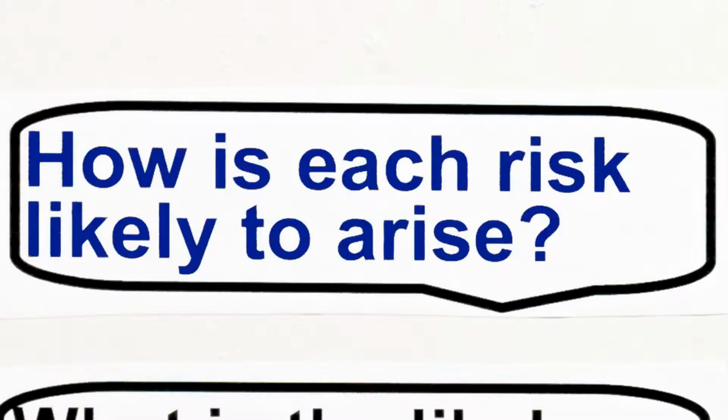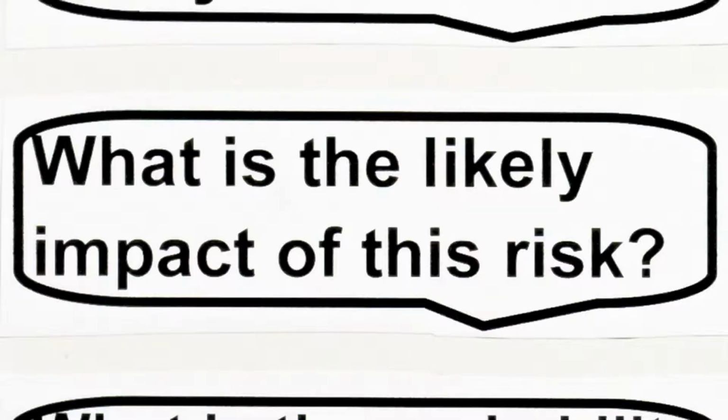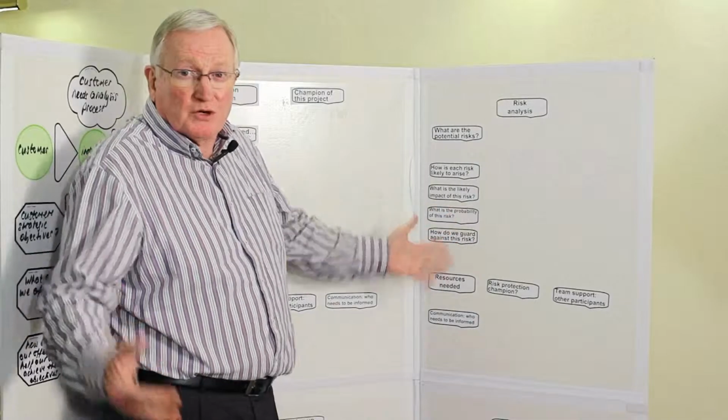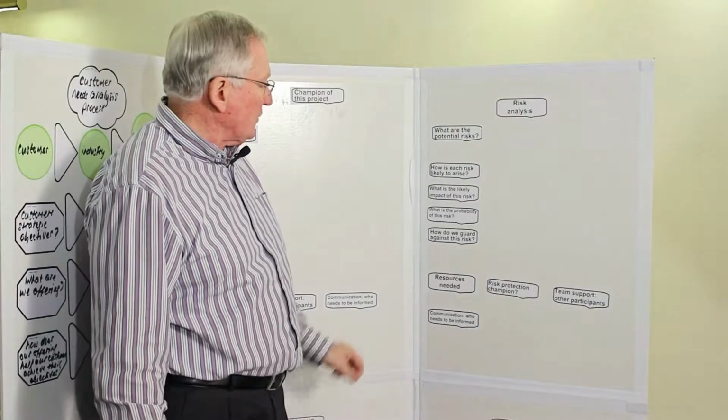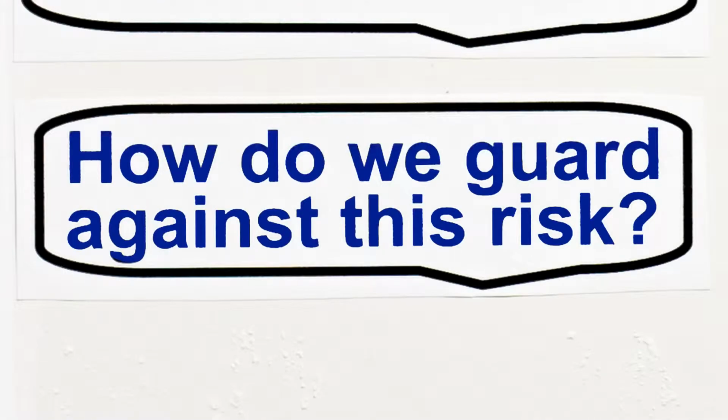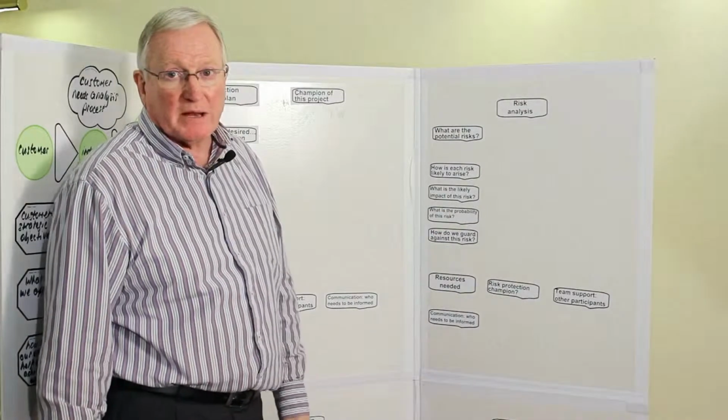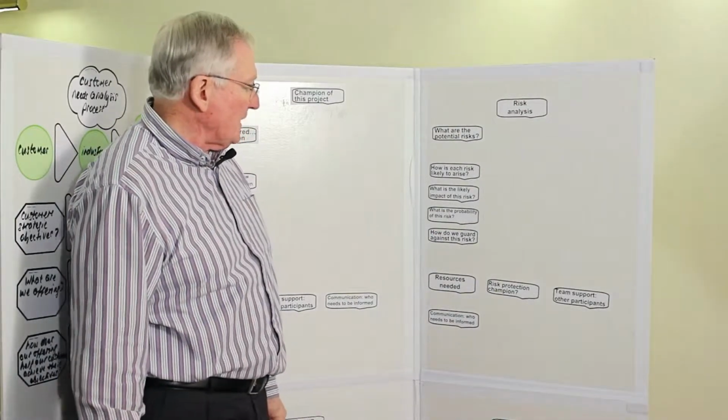How is each risk likely to arise? What is the likely impact of this risk? What would it do to us as a business? What is the probability? How likely is it that it will occur? And what can we do to guard against this risk actually manifesting itself and causing us harm as a business?